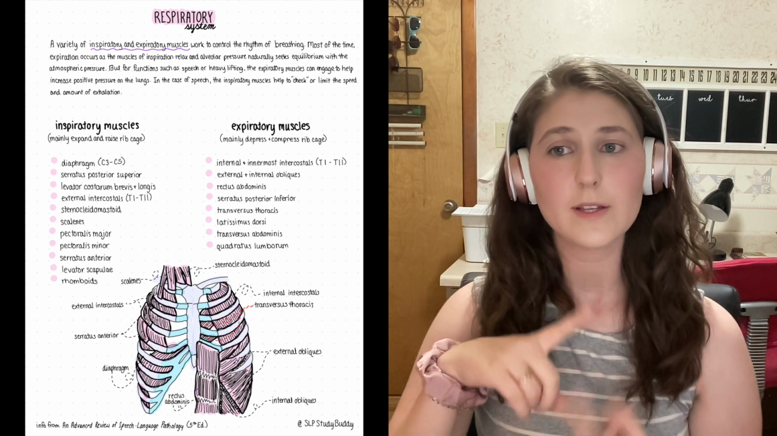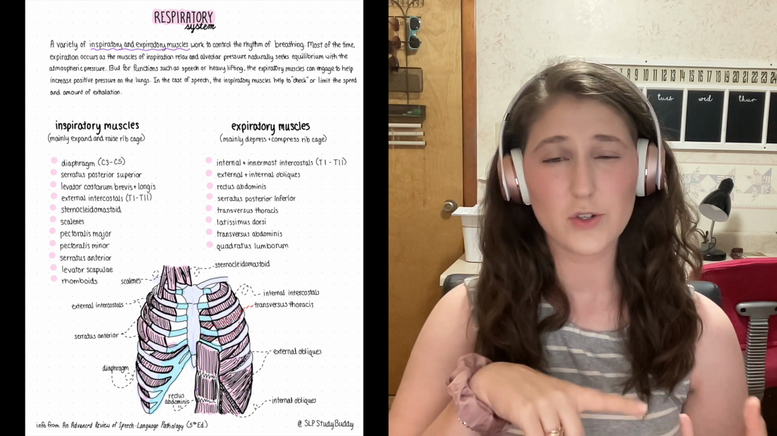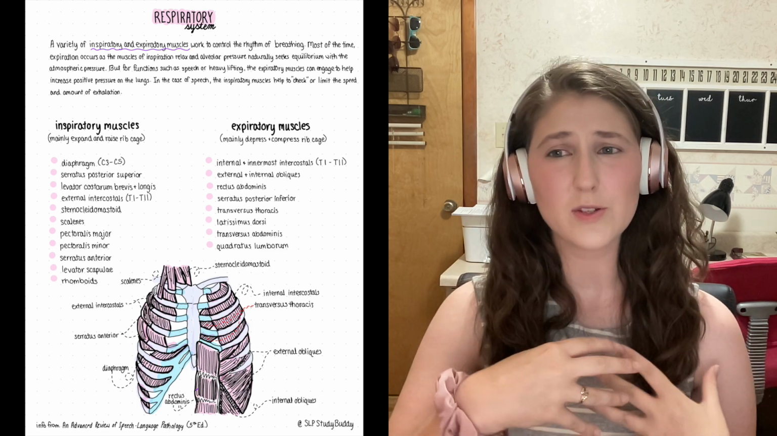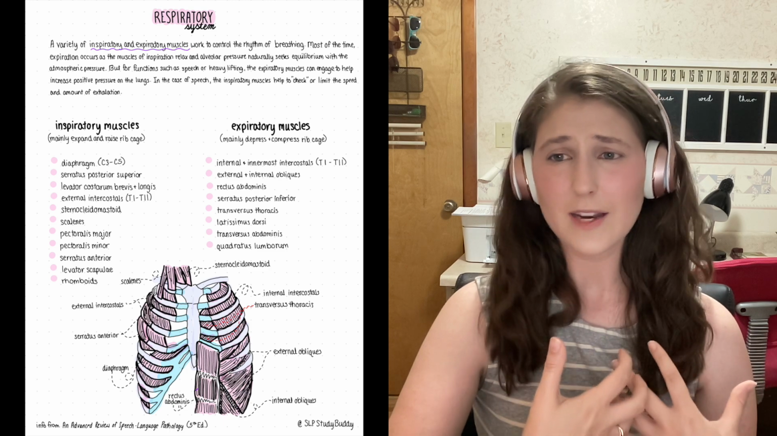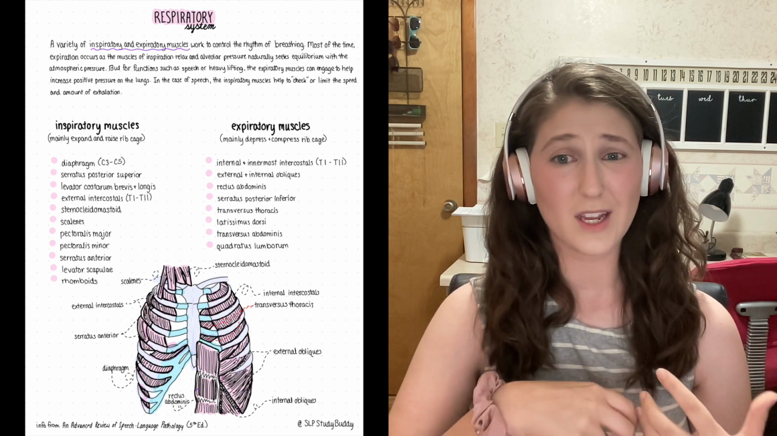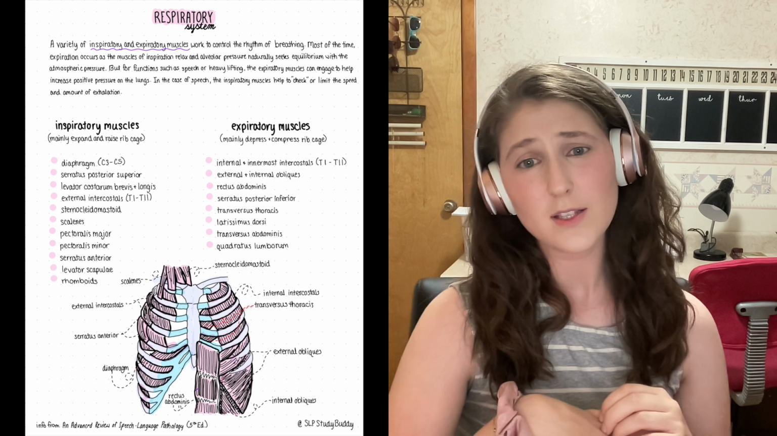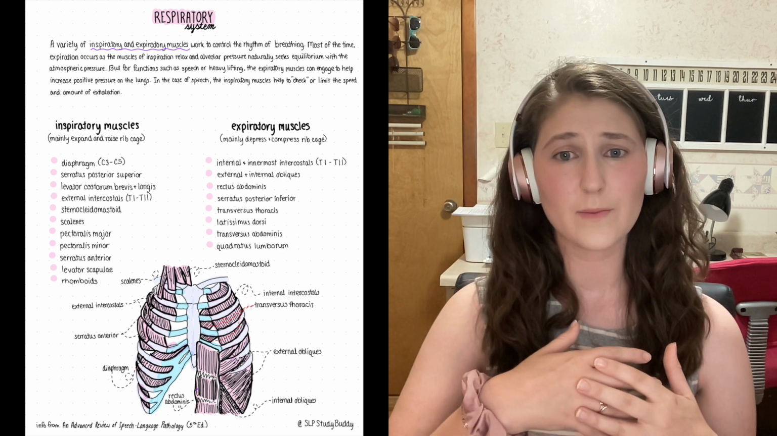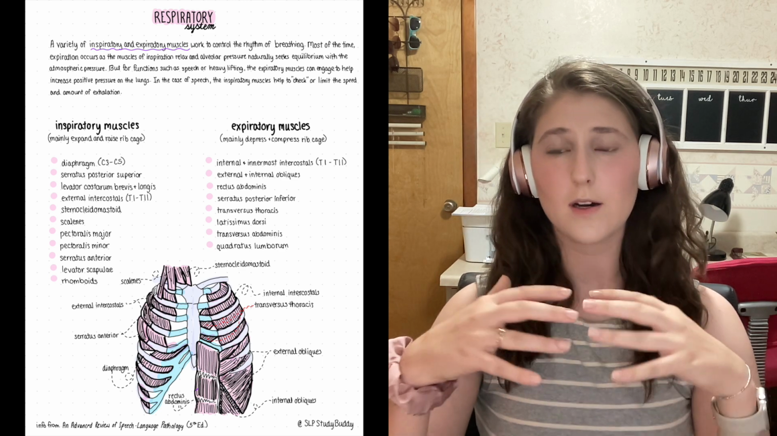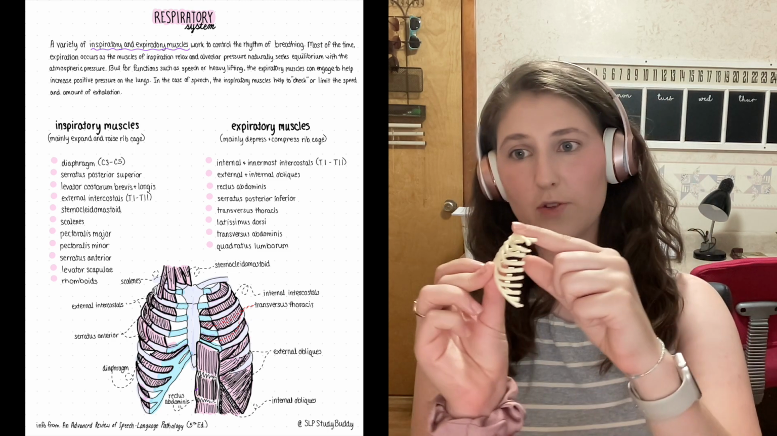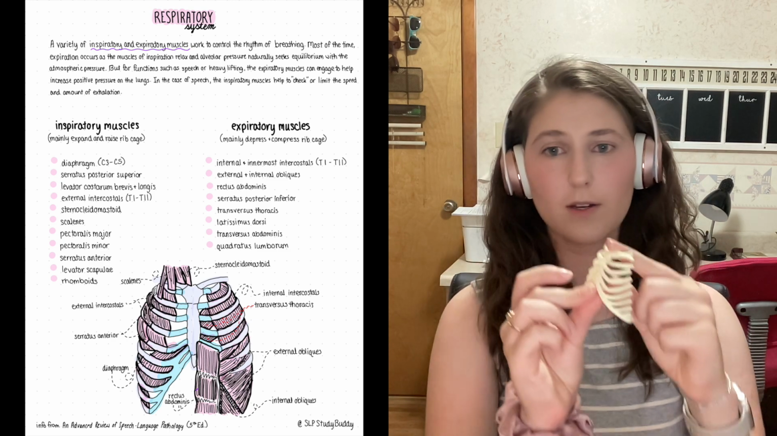There are external, internal, and innermost. And usually the internal and the innermost, it seems to me, are linked a lot of times, just in notes and studying. So the external intercostals expand the rib cage. They pull it up and out like we saw in this. They're going to do this motion, this up and out.